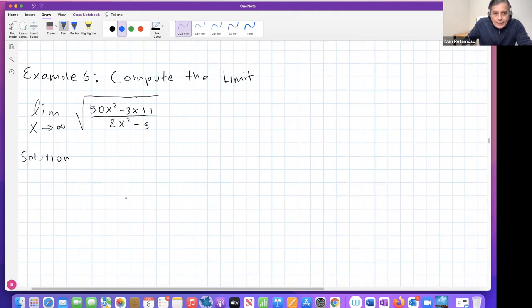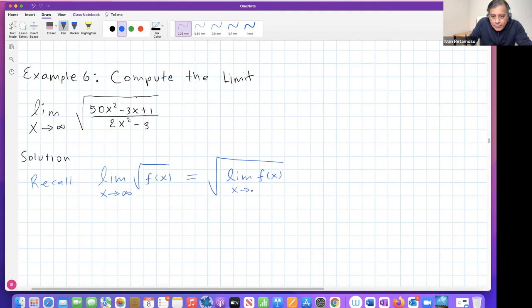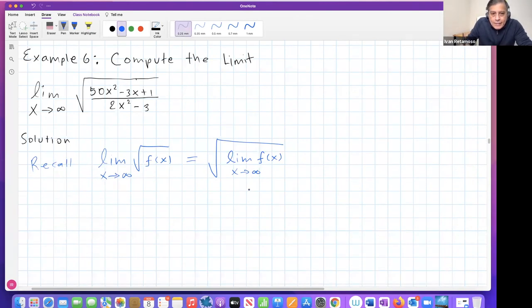There is a property that says, I'm going to write here, recall: the limit of the square root of a function as x approaches infinity is equal to the square root of the limit of the function. So basically, we focus on taking the limit of the inside part, and then we take the square root of that limit. That's how you deal with this big radical, right?